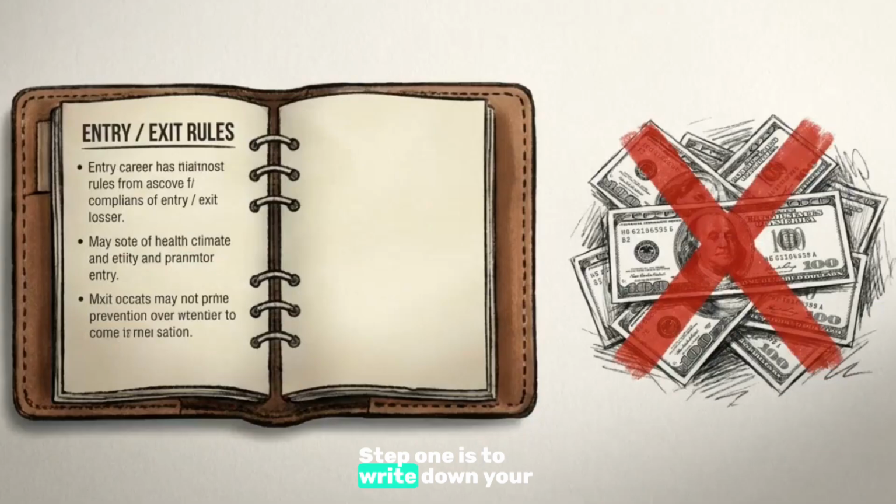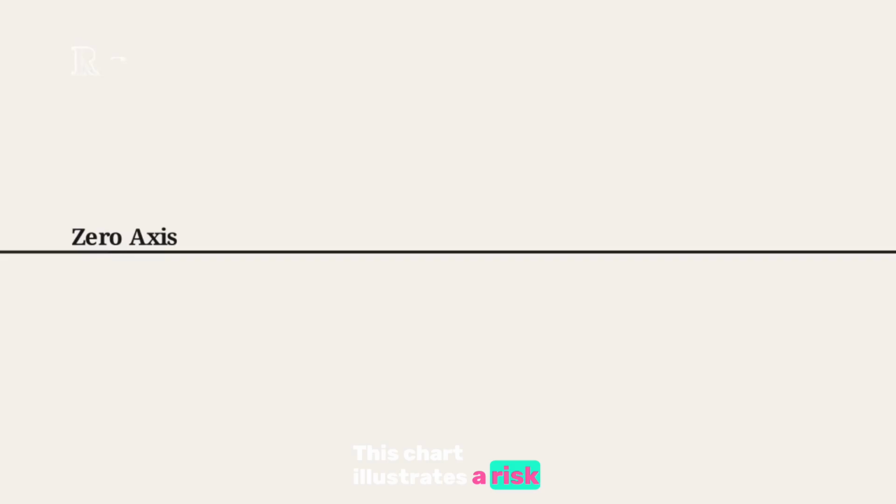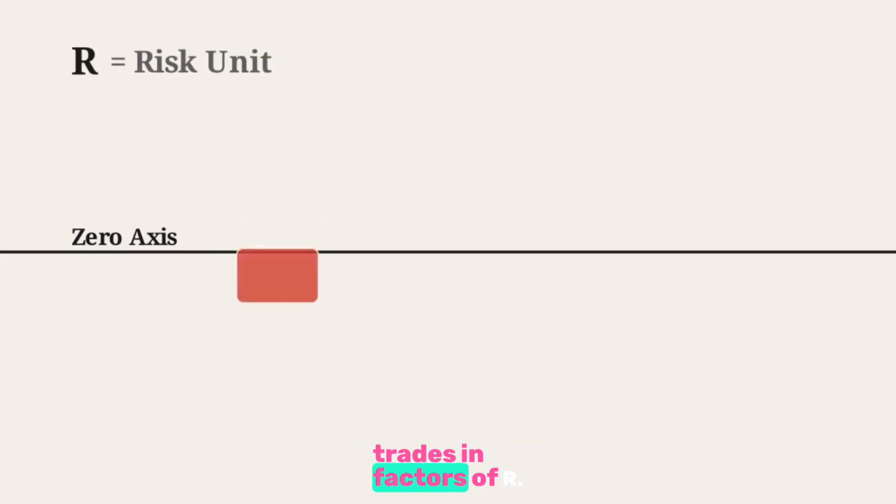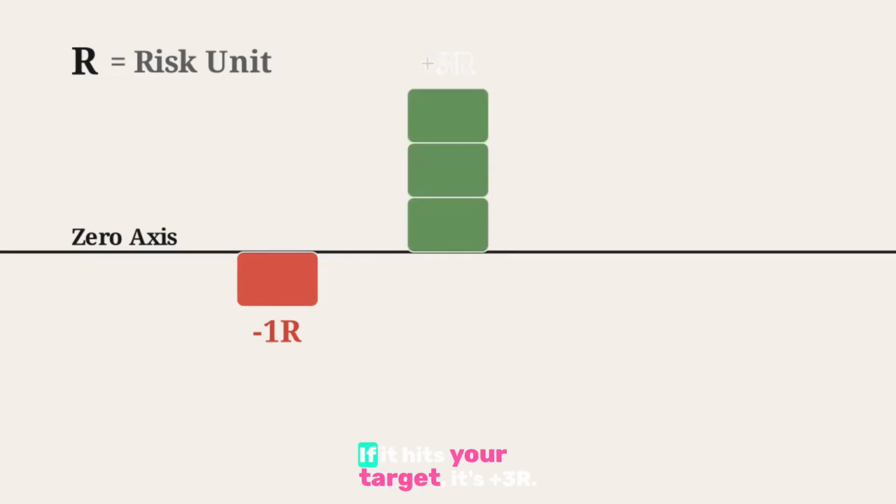Step 1 is to write down your specific entry and exit rules while throwing actual dollar amounts completely out the window. This chart illustrates a risk unit, or R. Instead of dollars, we measure trades in factors of R. If a trade goes against you, it's -1R. If it hits your target, it's +3R.